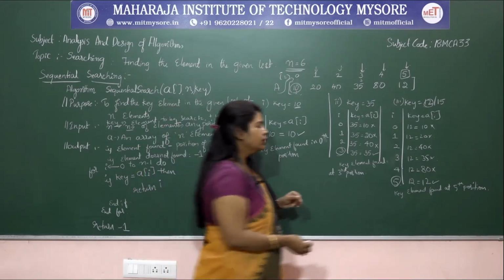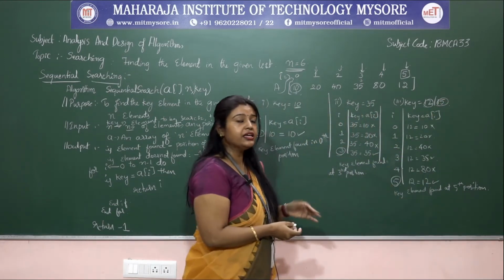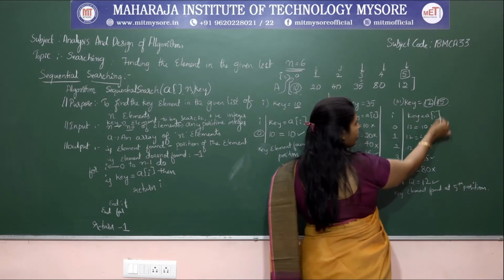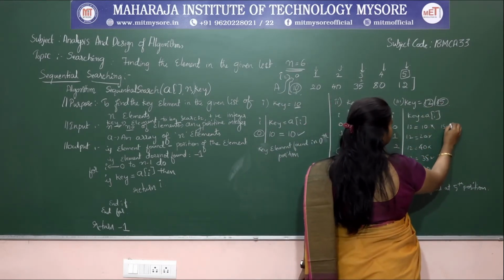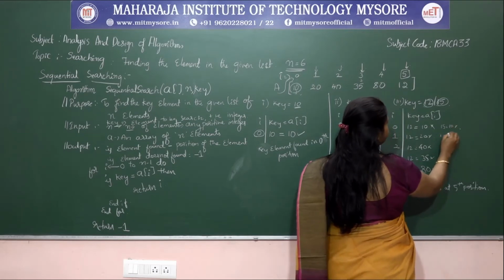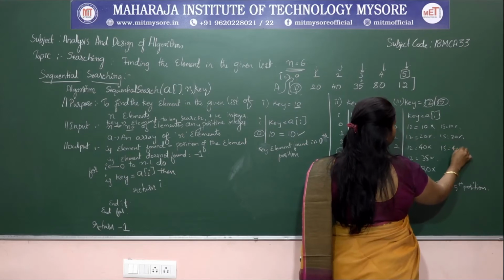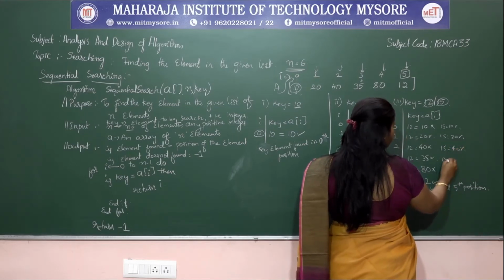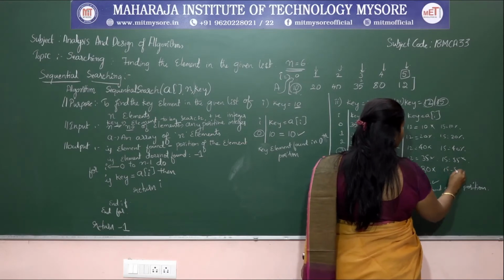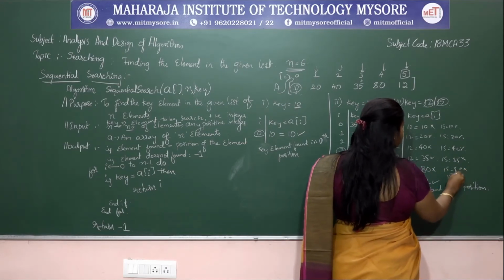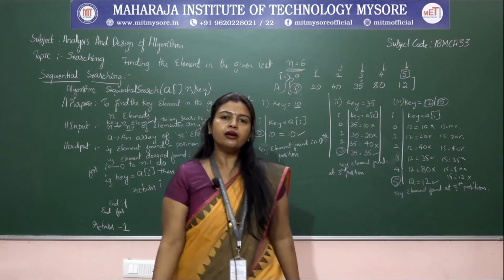Okay, now if I am taking 15, another key element, instead of 12 I have taken 15. So here I will write 15 is equal to 10, false. 15 is equal to 20, false. 15 is equal to 40, false. 15 is equal to 35, false. 15 is equal to 80, false. 15 is equal to 12, again it is false. So all are false.